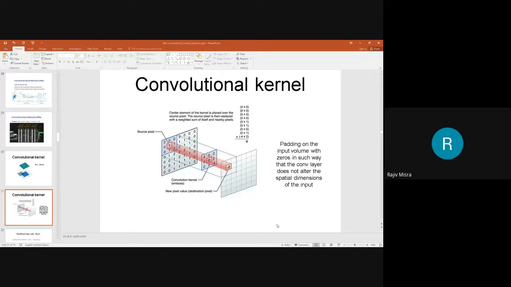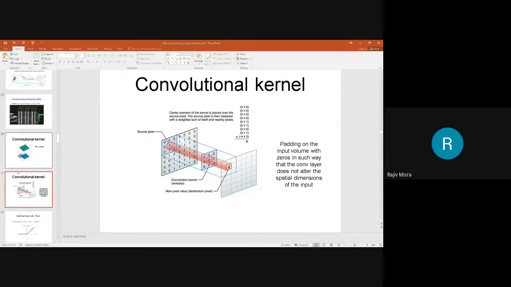Now, if you want to retain the same size of the image, that is the 5 by 5 image, you need to pad zeros at all the sides. So padding the input volume with zeros in such a way that the convolution layer does not alter the spatial dimension of the input is called the padding operation.